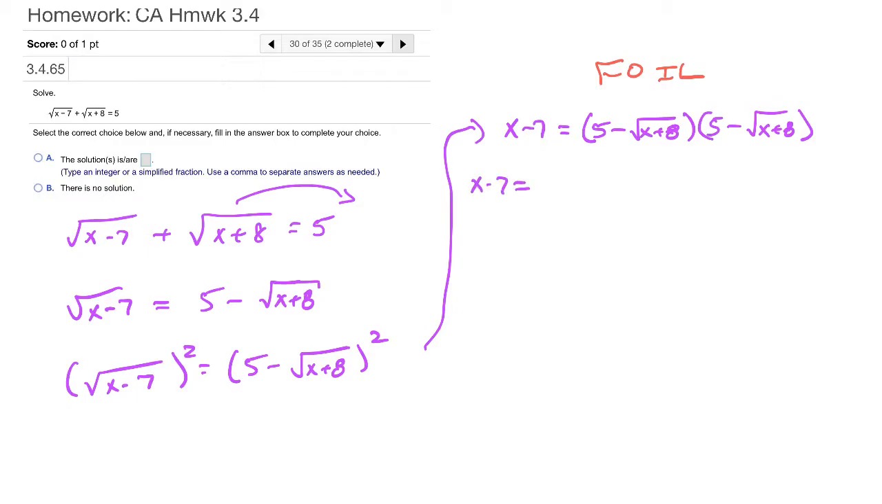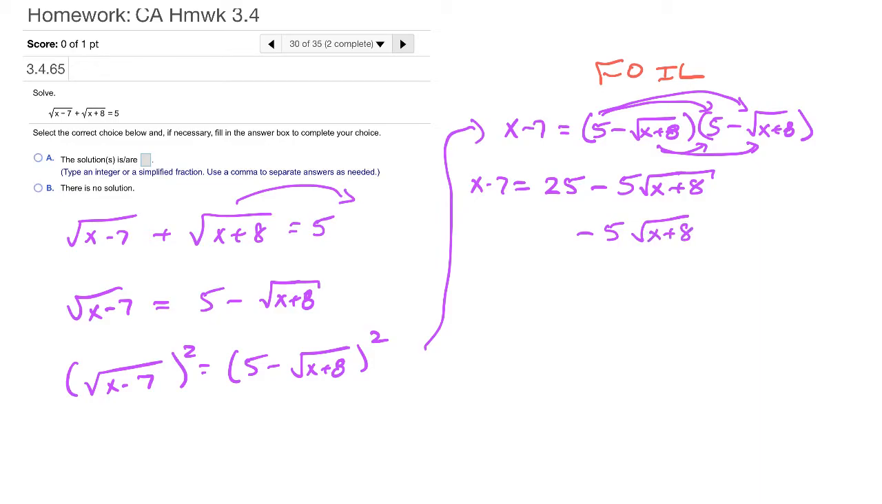minus 7. On the right-hand side, I'll have 5 times 5, which gives me 25. So then I have 5 times the square root. So I have minus 5 times the square root of x plus 8. Then I distribute the negative square root. So I have another minus 5 square root of x plus 8. And then plus the square root of x plus 8 squared.